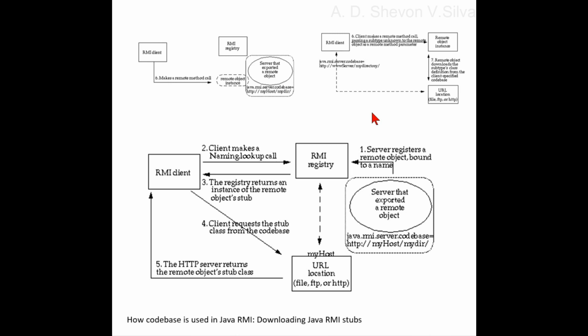Using codebase in Java RMI for more than just stub downloading. In addition to downloading the stub and associated classes to the client, the java.rmi.server.codebase property can be used to specify a location from which any class, not only the stubs, can be downloaded.